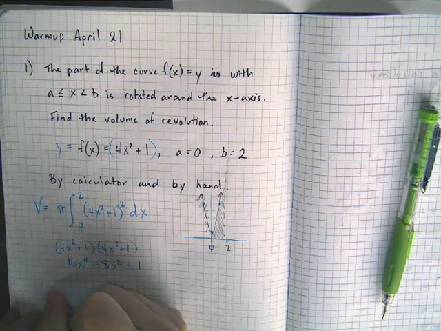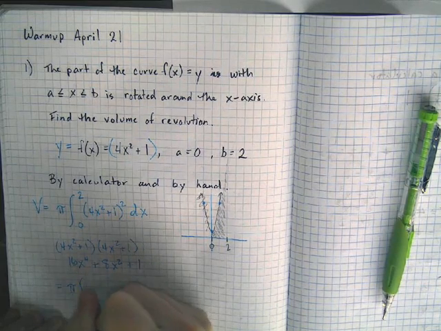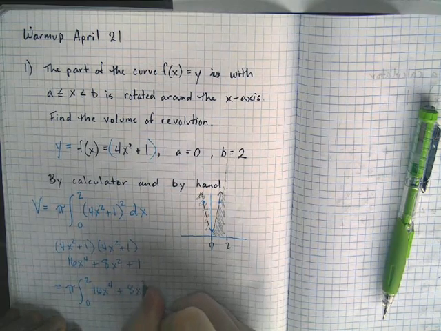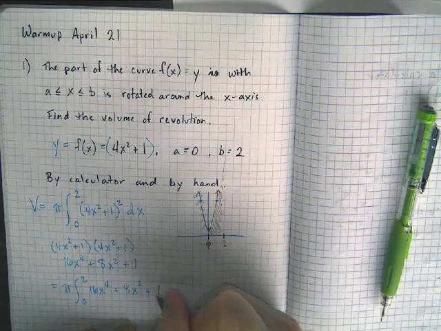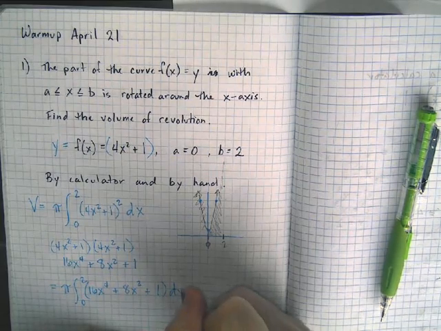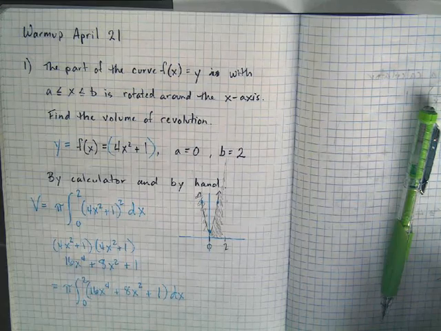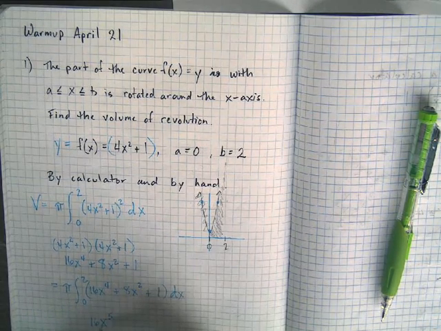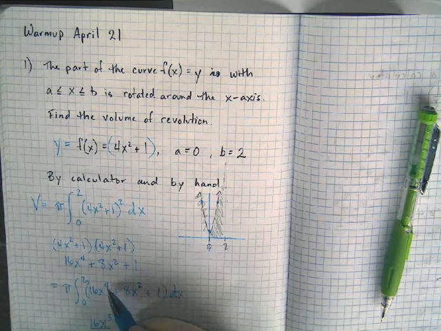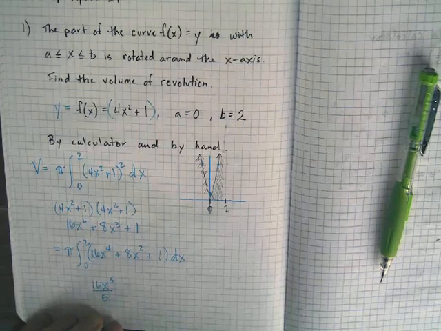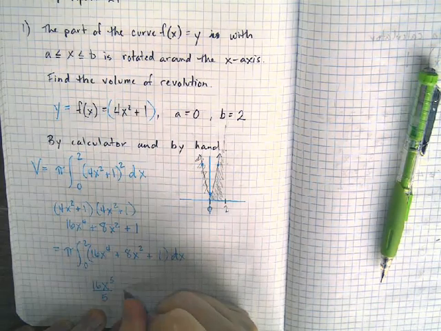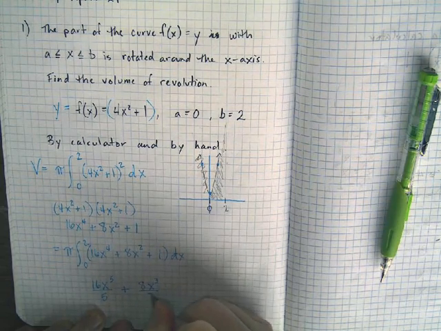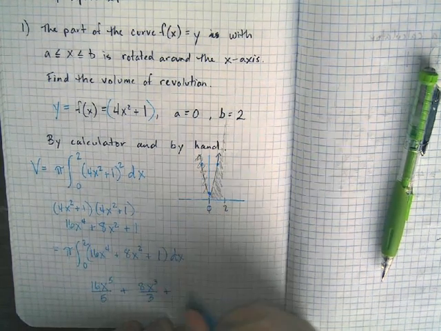So I have the integral from 0 to 2 of 16x to the 4th plus 8x squared plus 1, all of that dx. Since it's a sum, I can integrate it in pieces. If I integrate this, it's going to be 16 over 5 x to the 5th. I add 1 to the exponent and then divide by the new exponent. For the next one, I add 1 to the exponent, so x to the third, keep my 8, divide by 3, plus, here I just have to put an x with it.